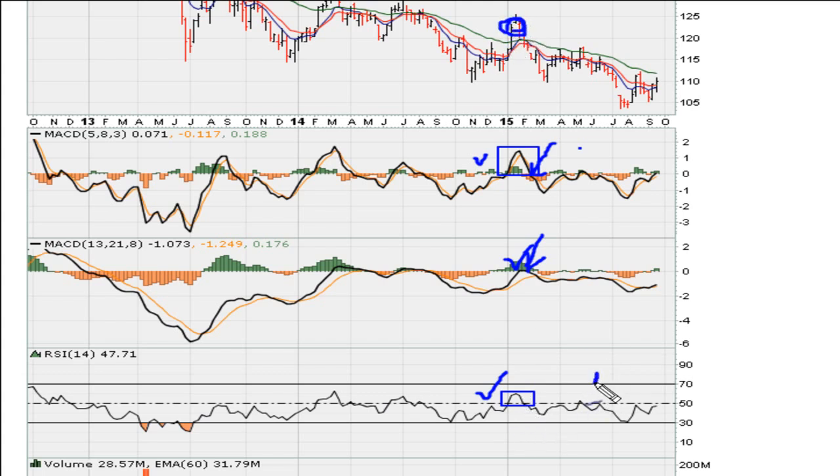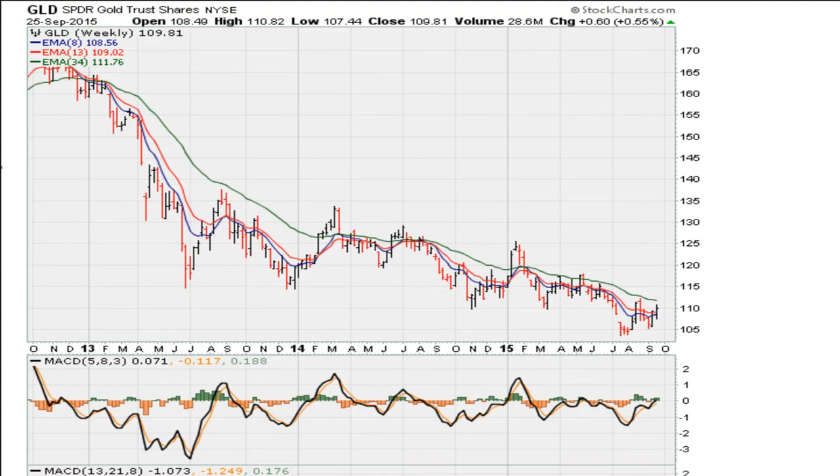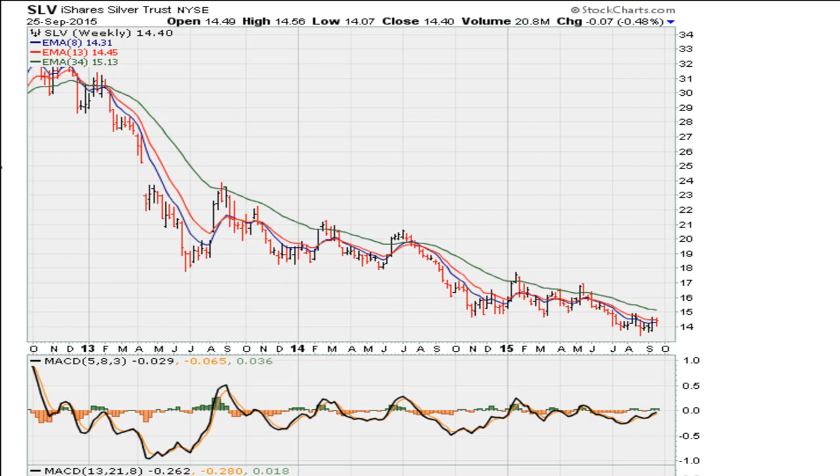And also we see here that there was rejection by the RSI on the 50 level, which corresponds with this rejection on the MACD, which gave us these highs. So we can also incorporate our understanding of the RSI to see whether we should have got out of that position, which was correct. Let's take a look here quickly at silver.